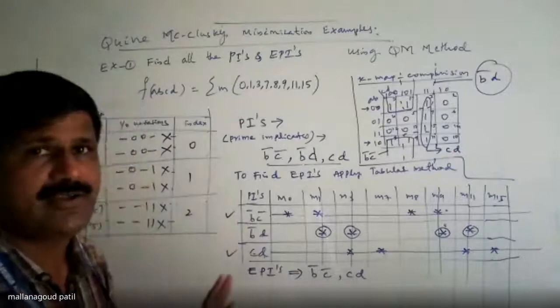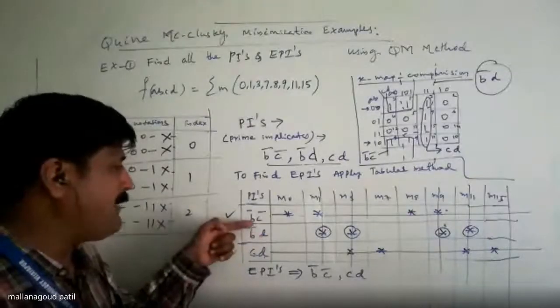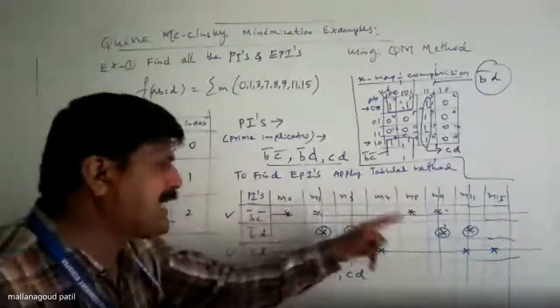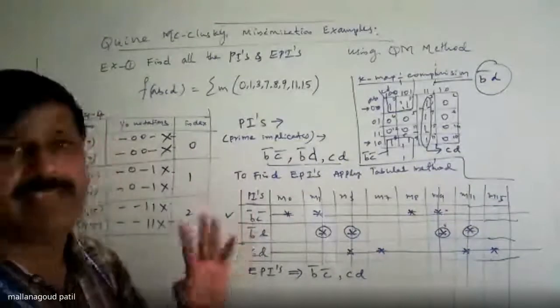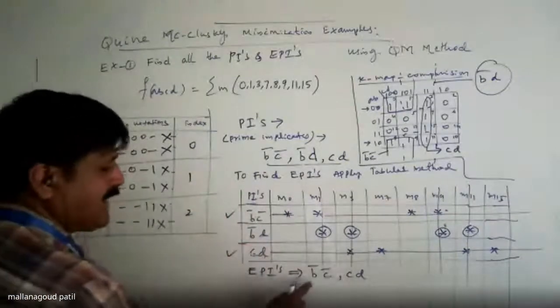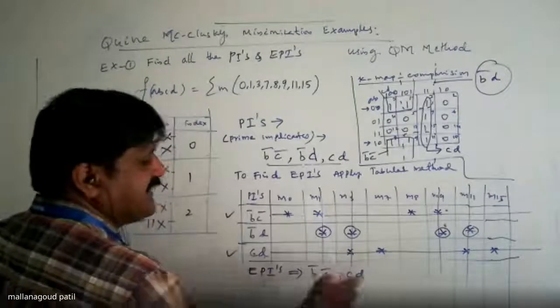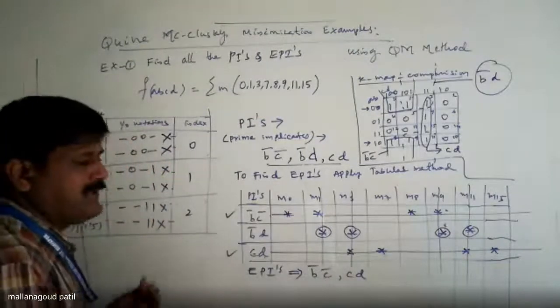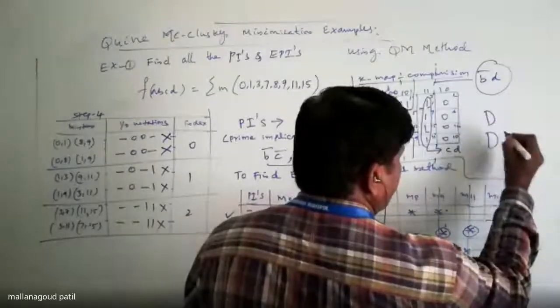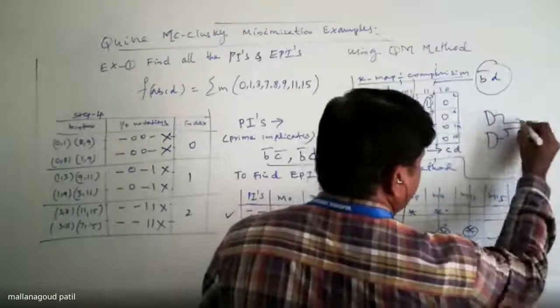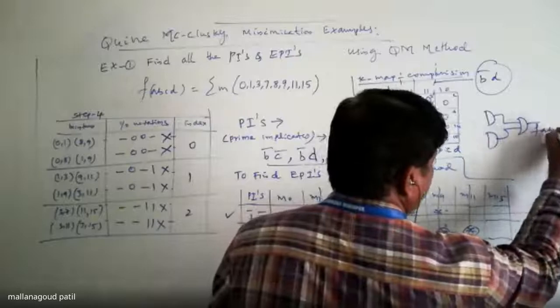Got the answer or not? Yes, sir. Why I have not drawn B bar D is that B bar C bar and CD itself will be covering all the min terms. Then why should I go for B bar D? In implementation, I can go only with B bar C bar and CD. How can you implement this? I can show here. This is one AND gate, this is one AND gate, and you have an OR gate. What is this? F of A, B, C, D.